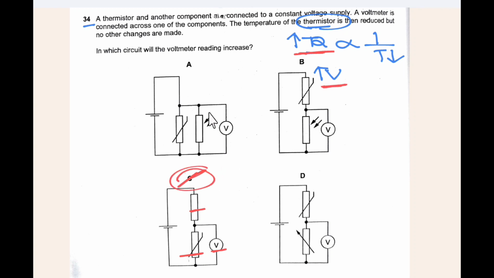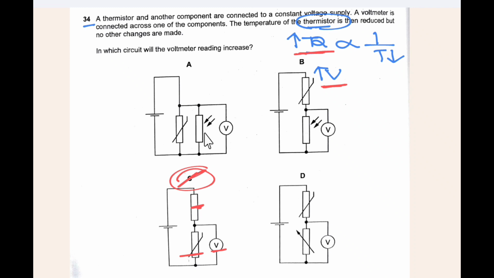But for option A, we can see that it is clearly mentioned that a constant voltage supply, that means the other component is a constant voltage supply. That means regardless of thermistor, this component is a constant voltage supply. But for option A, we can see that this is thermistor and this is light dependent resistor, and light dependent resistor is not a constant voltage supply, so this is wrong, because for light dependent resistor the resistance can vary.